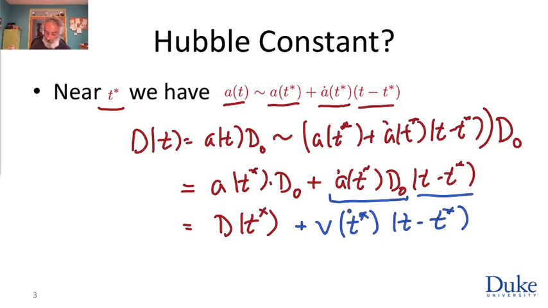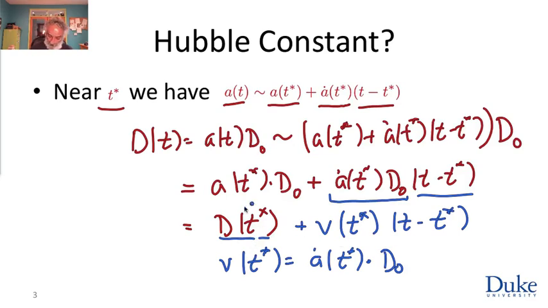And so what this tells us is that v at time t star is just a dot of t star times d0. Now, that's very nice, but this gives us a linear relation between the speed at t star and the distance now. But we didn't want the relation between the speed at t star and the distance now, because the distances they measure will be these distances, d of t star. So how do we rewrite this in terms of the distance they measure?